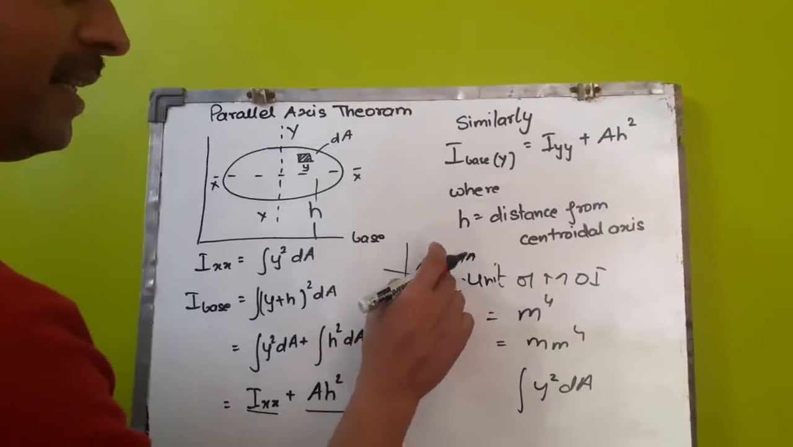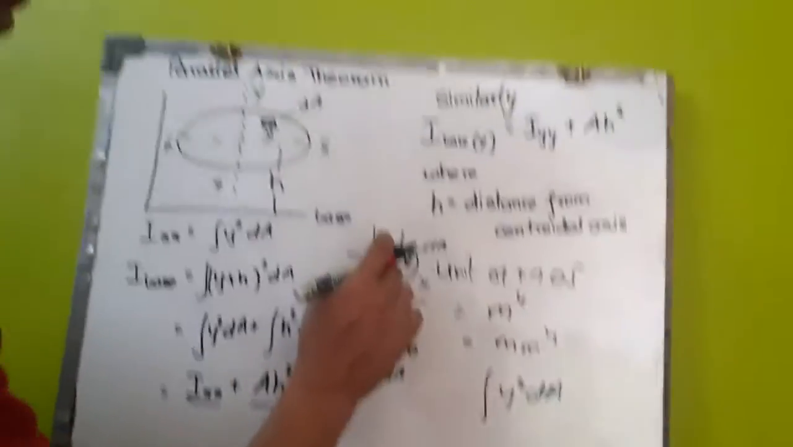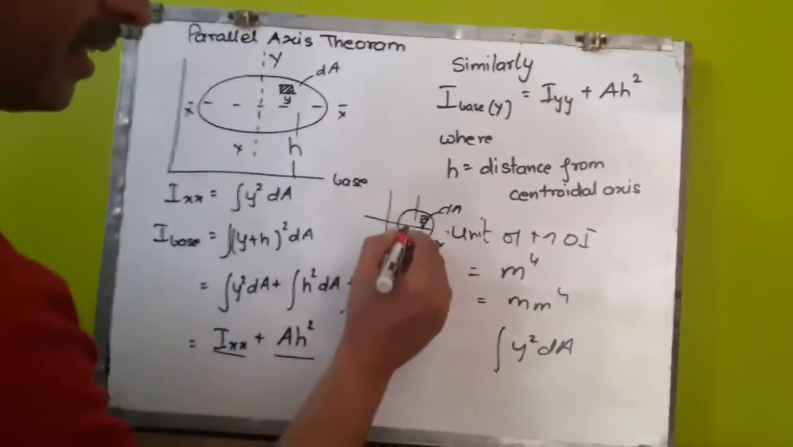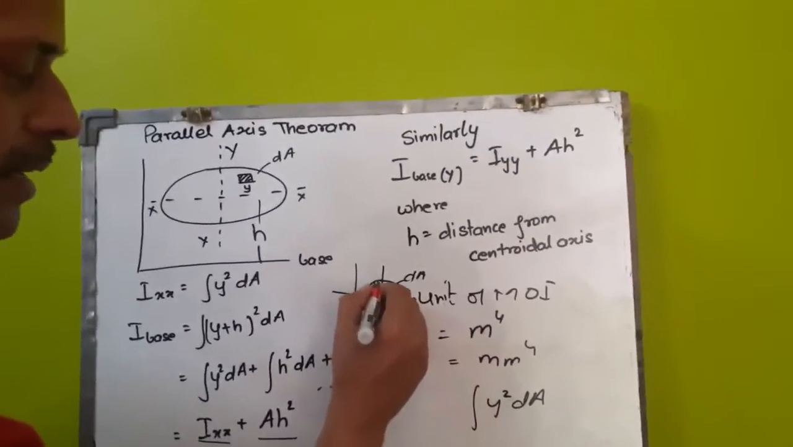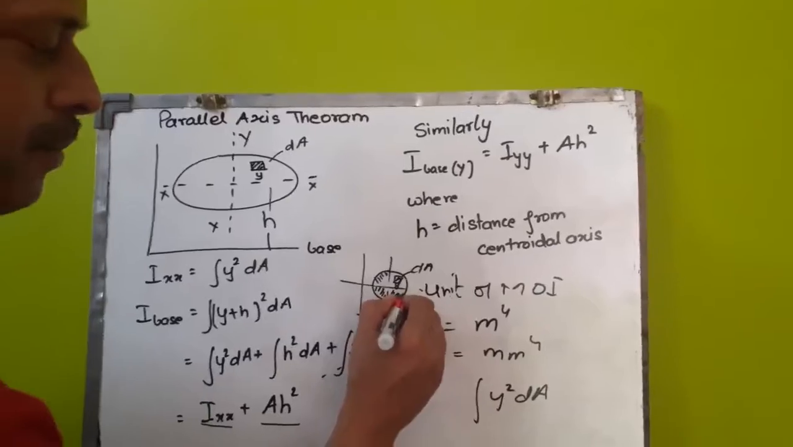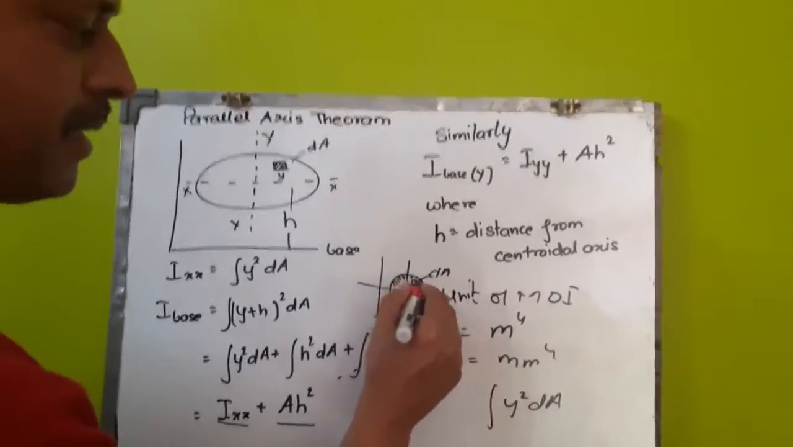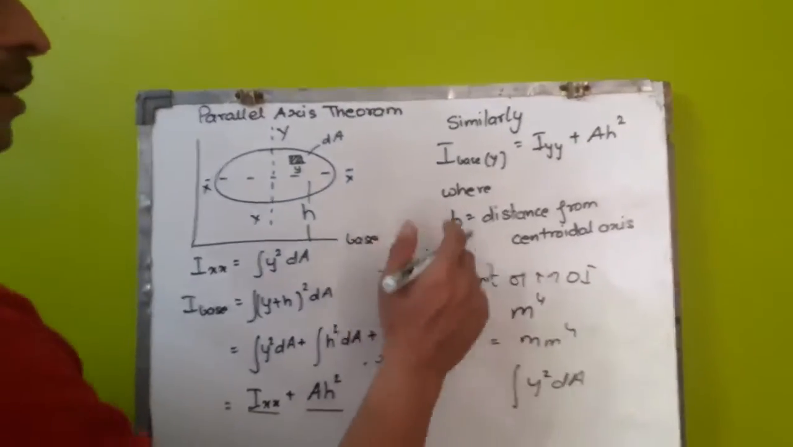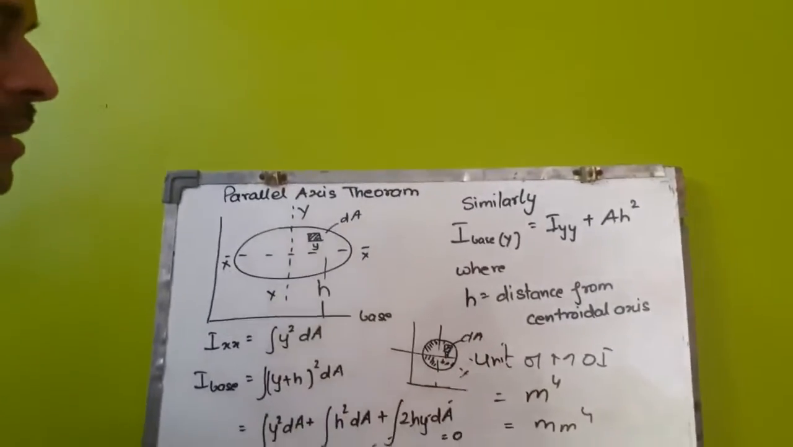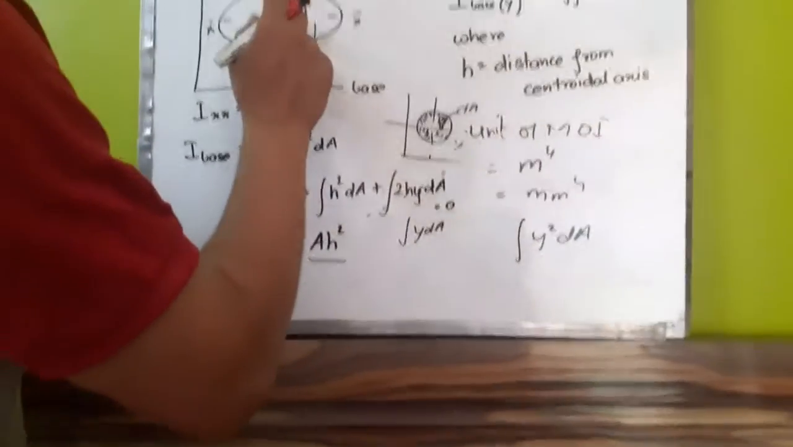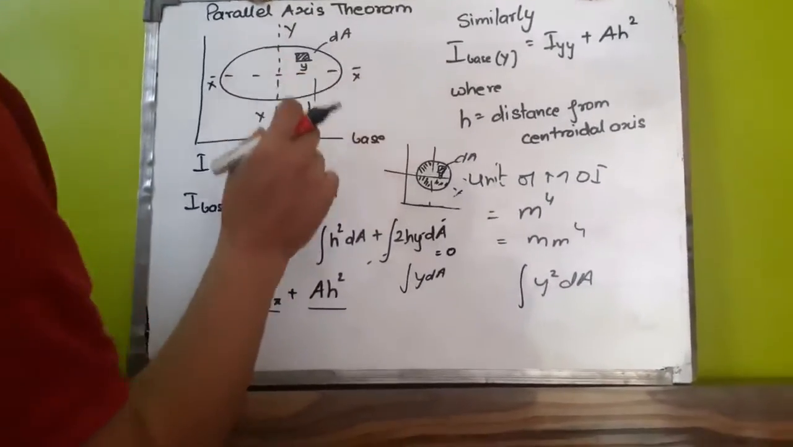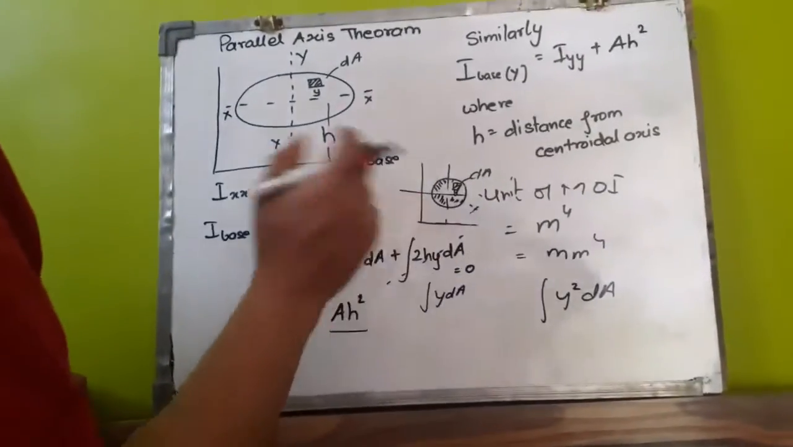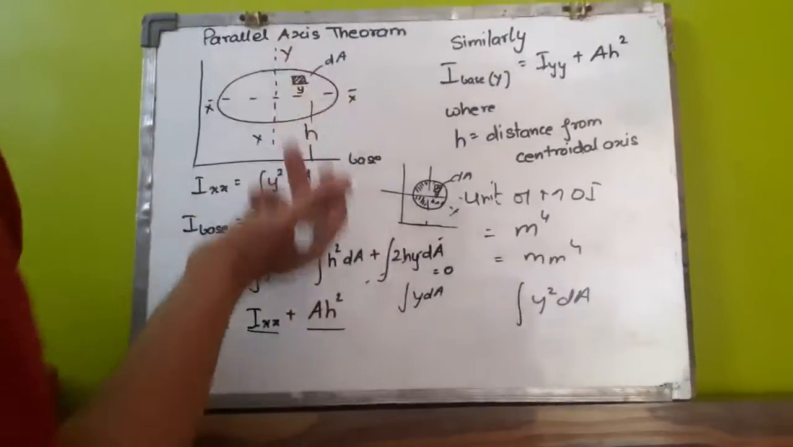here it will be y dA, here it will be minus y dA, here it will be minus y dA. For this segment it will be minus y dA, for this segment it will be minus y dA, for this segment it will be plus y dA, for this segment it will be plus y dA. So if you add all of them, you get 0. Then if you add here, this is y square. So if y is positive or negative, in all the cases you will be getting a positive value only.